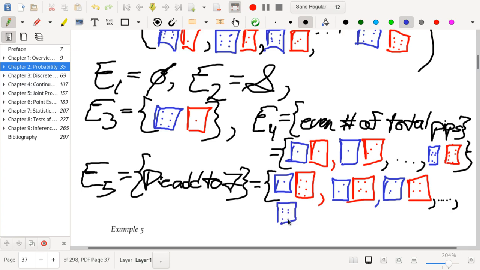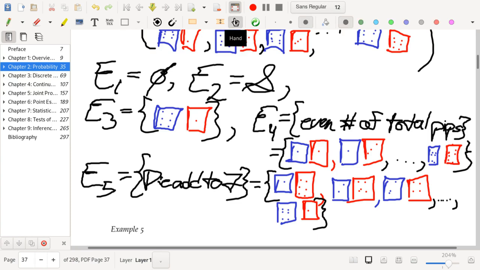So how many elements are going to be in this event? Well, for every blue outcome between 1 and 6, there's a corresponding red outcome that would lead to the dice adding up to 7. So there must be 6 things in this event. So, yes.